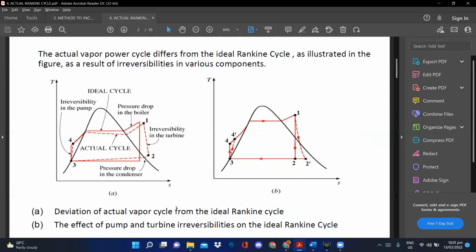And your B is the effect of pump and turbine irreversibilities on the Rankine cycle. So yung pump and turbine mo, since 1 to 2 na tayo, ito yung effect ng turbine. Mapapansin mo dito, sa 2 prime, mababa yung dito. So therefore, nagkaroon siya ng increase in work net. So if ever nagkaroon siya ng increase ng work net, therefore, you can increase your Rankine efficiency.